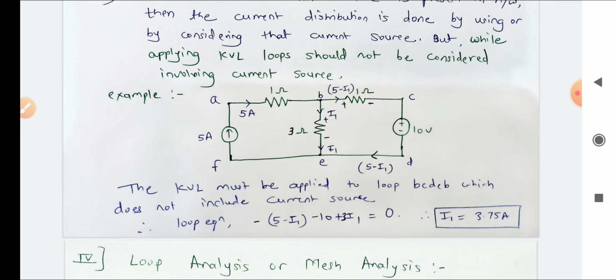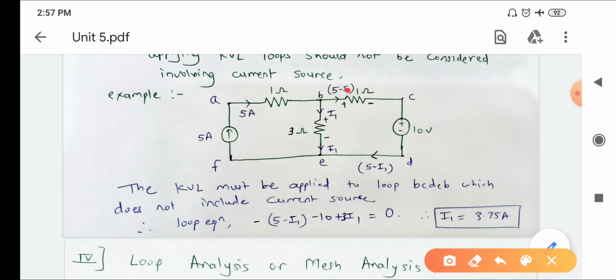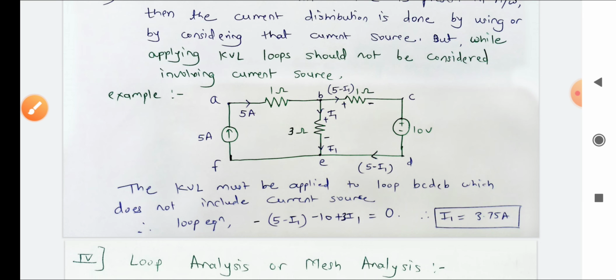Okay, so at node B, the current gets distributed into two parts. We'll consider the current flowing through the 3 ohm resistance as I1, and hence the current flowing through the 1 ohm resistance will be 5 minus I1. So as the distribution of current is done by using the current source and by applying KCL, now we are going to apply KVL to write the equation.